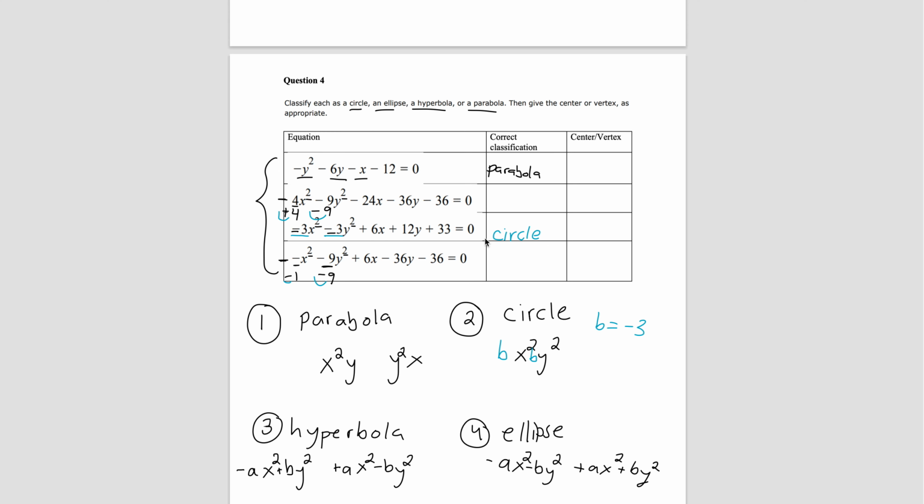So that's how you can differentiate. In this case, both are negative and they're different bases, so they're an ellipse. It's an ellipse, I'm sorry. And this one, one is positive, one is negative, so since they're different, it's a hyperbola. Okay?